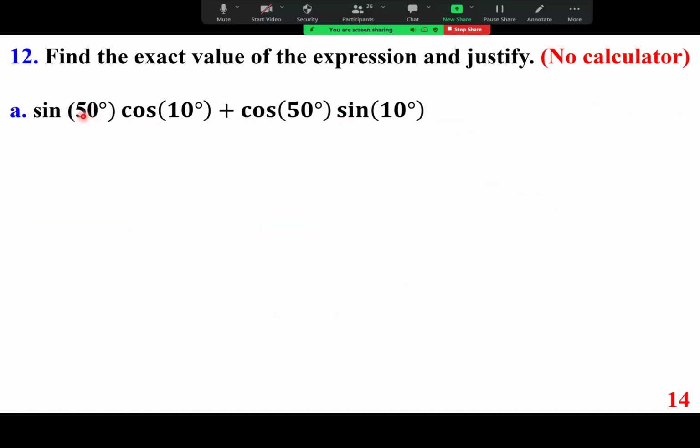We want to find the exact answer. Sine 50 cosine 10 plus cosine 50 sine 10. That is clearly sine of alpha plus beta. That means sine of 50 plus 10, which makes it sine of 60. And sine of 60 degrees is square root of 3/2.